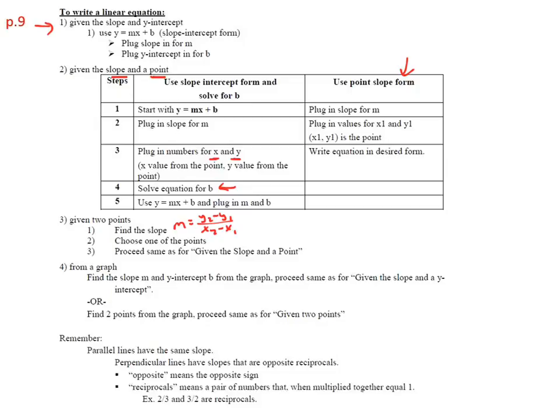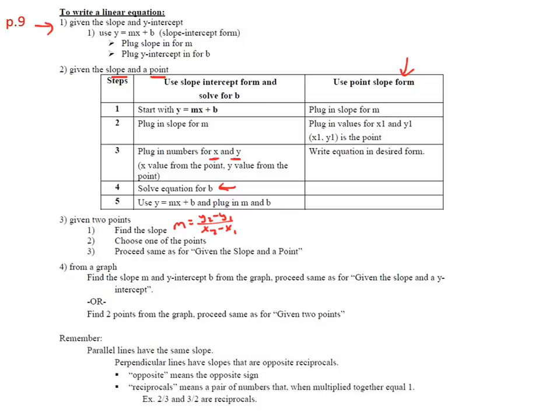Then the last option that we're going to be looking at is from a graph. You can either find the slope and the y-intercept from the graph, and given slope and y-intercept, hey, we already have our equation in slope-intercept form. Or if you have 2 points and you're not quite sure what the y-intercept is, then you can use the given 2 points option where you find the slope, and then I personally would use the point-slope form, but you can also use the slope-intercept form and solve for b. Any of those options work.